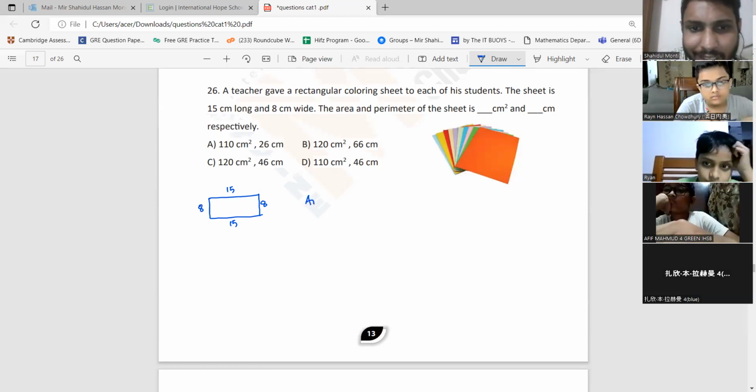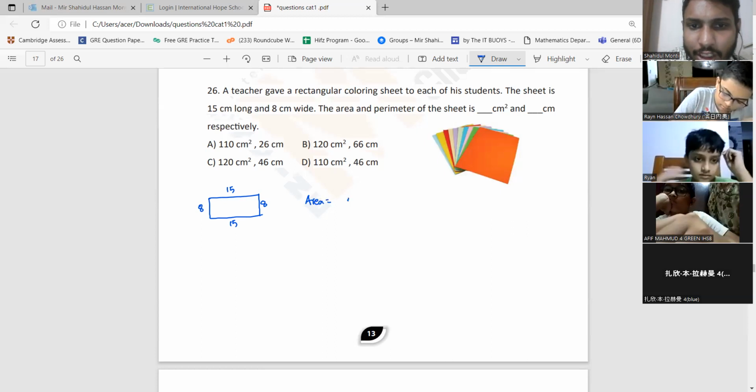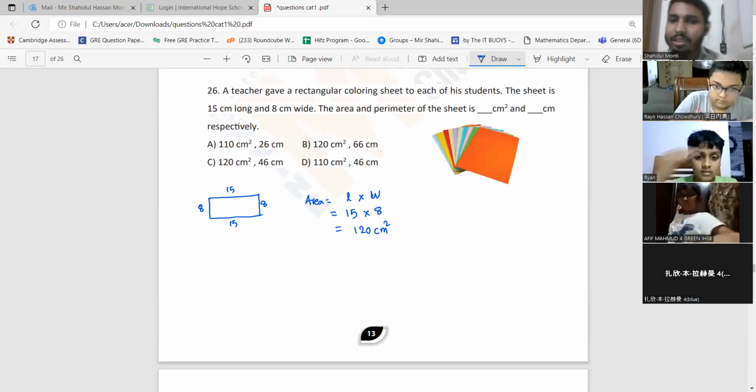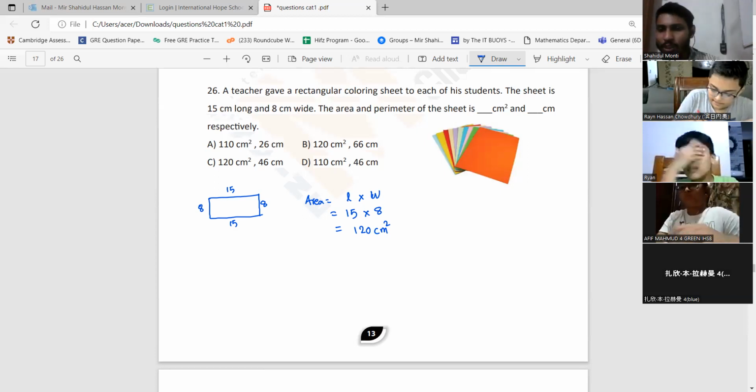How do we find the area? To find the area, we multiply length into width. The length is given 15 and the width is given 8. 15 into 8 is equal to 120 centimeters square. Please understand that the unit of the area is always square. It can be centimeter square, meter square, kilometer square, and so on.